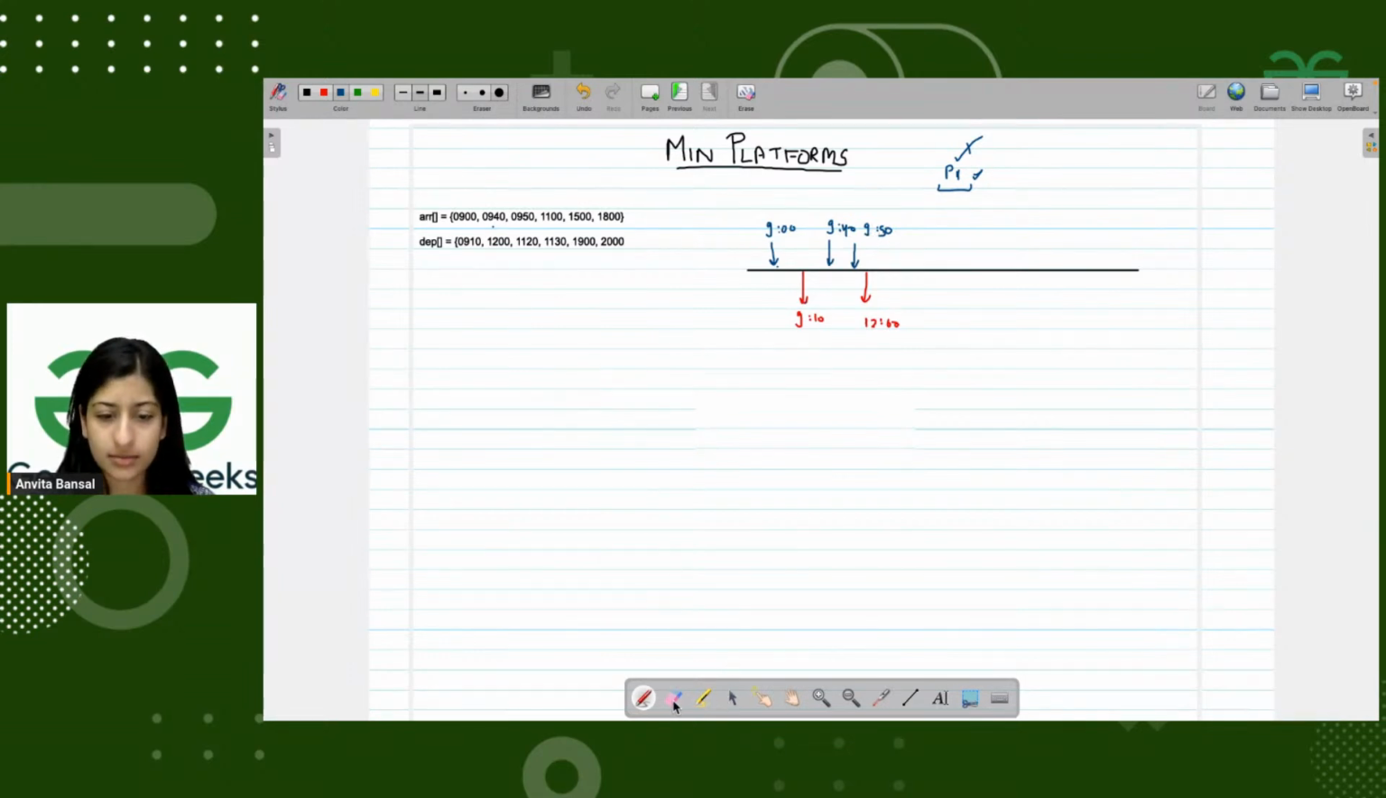Let me do it in some other way for better understanding. One second. I'll be using the same colored pen for the same train that is arriving and leaving the platform, just for your understanding, nothing more about this diagrammatic representation. So this train comes and departs at 9:10.